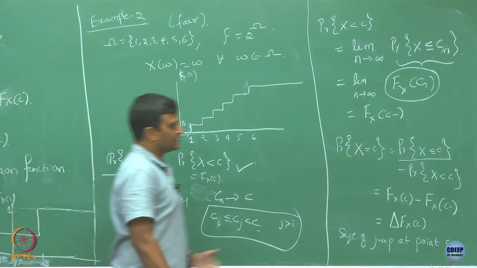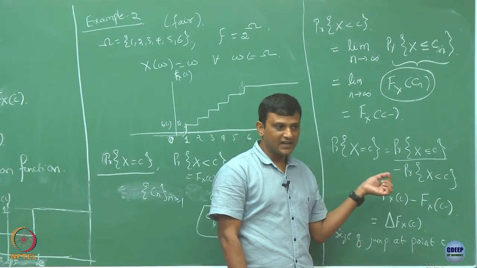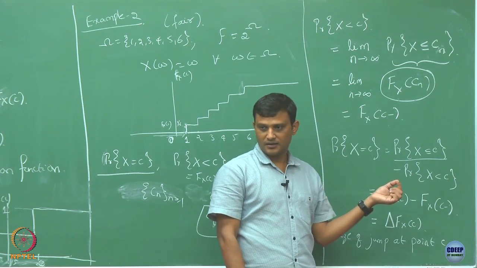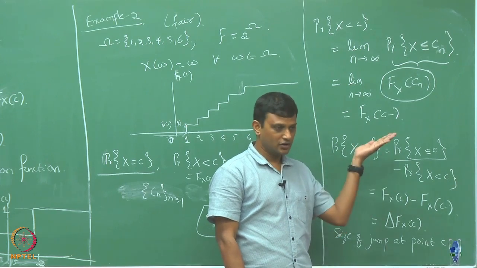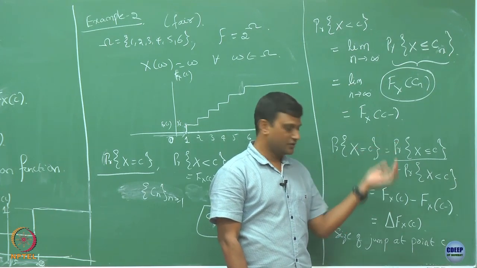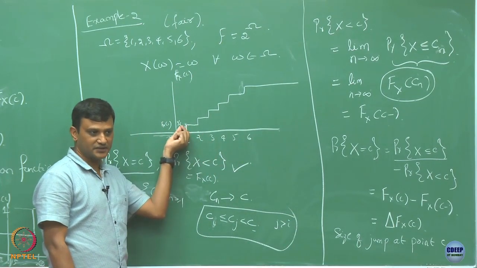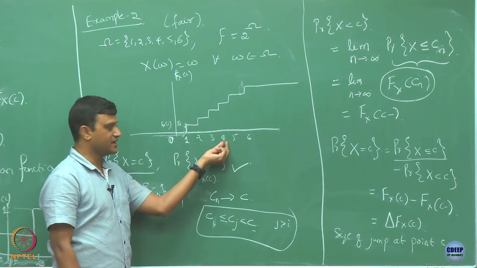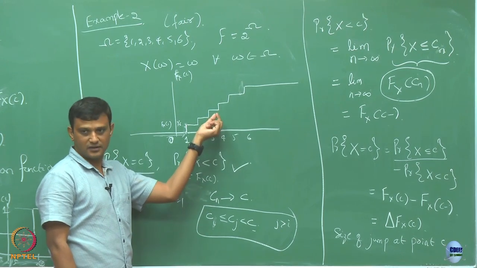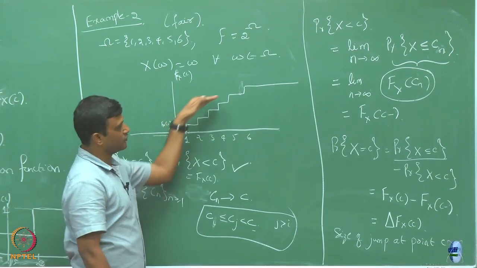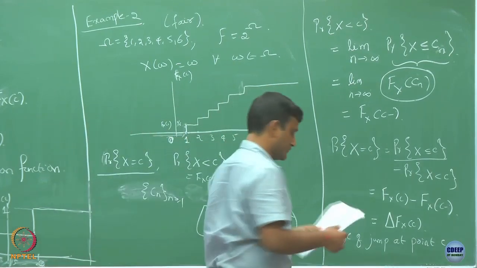So we can interpret this as the mass added by the realization c to your cumulative distribution function. The mass added by the value c equals 1 is exactly 1 by 6. And similarly, the mass added here by the point c equals 4 is again 1 by 6. And we are accumulating this for all the points, and that is why you get the cumulative distribution function.